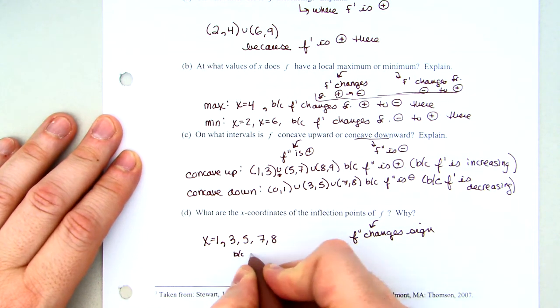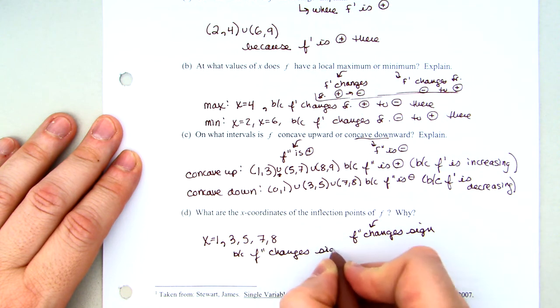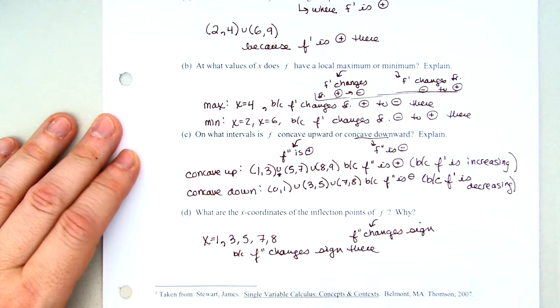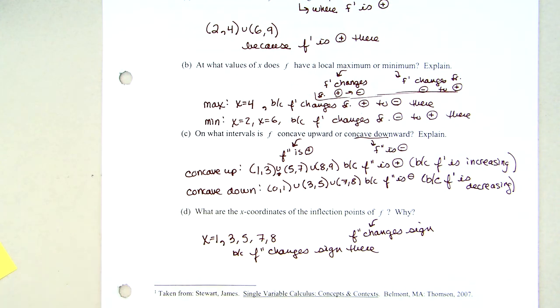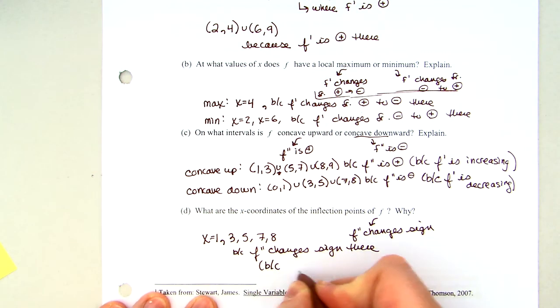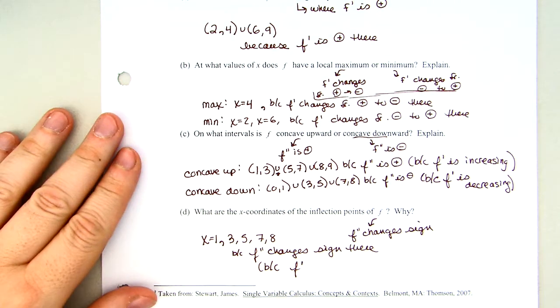Why? Because f double prime changes sign there, which is how I would have explained this before the College Board really said you gotta tie those explanations into the graph you're looking at. Because f prime is, I think I already maybe said this, because f prime is doing what at those places? Changing how? How's f prime changing at x equals 1?